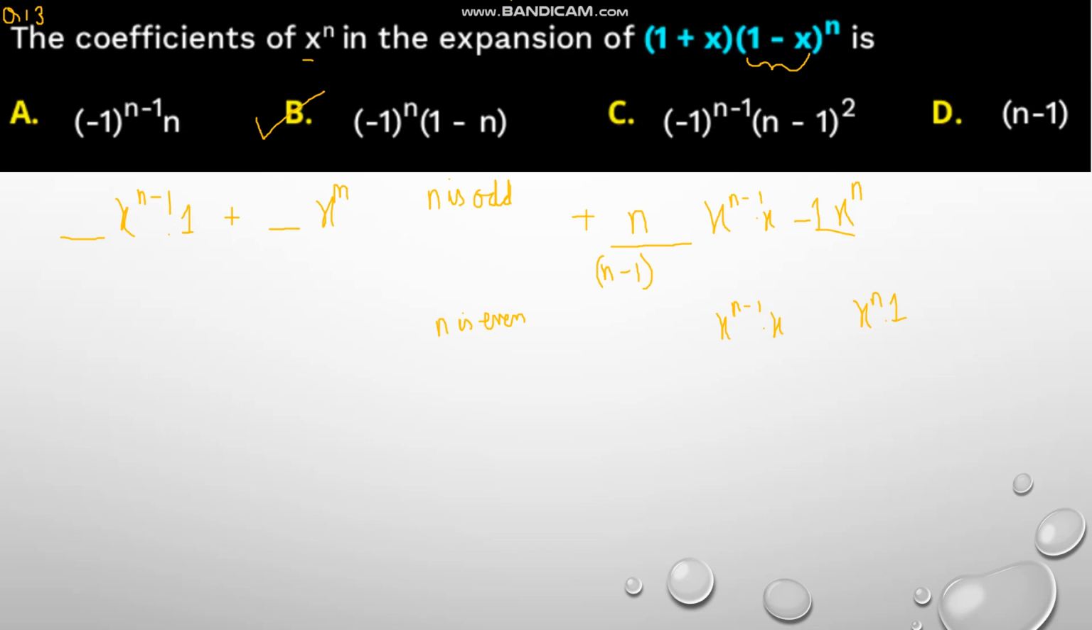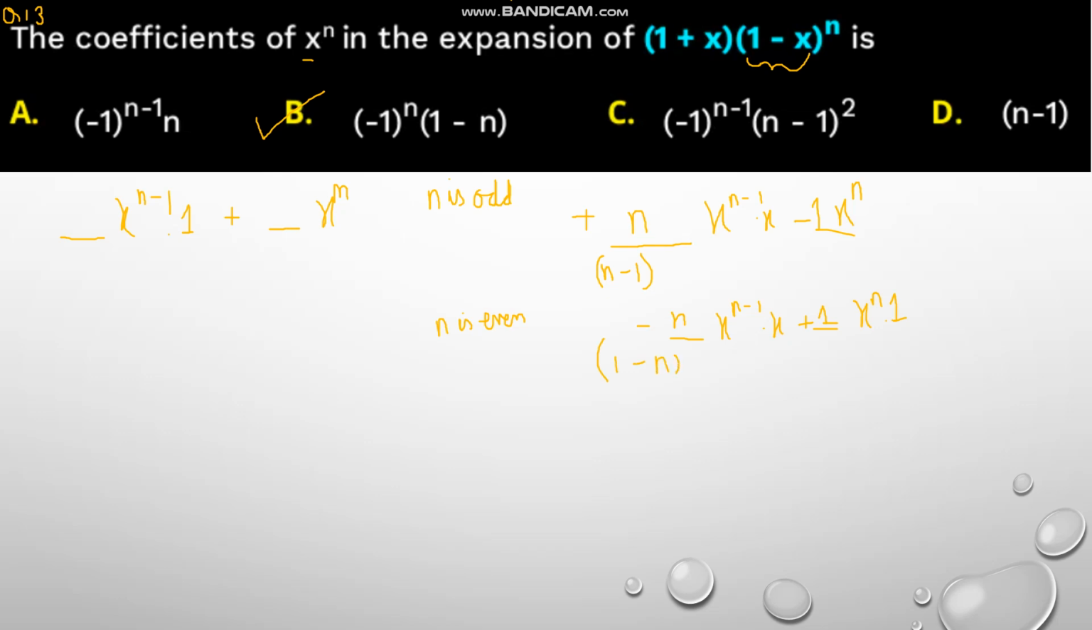Let's see what the coefficients of both of these are. Here, if n is even, n minus 1 is odd, and since n minus 1 is odd, minus x whole to the power n minus 1 will be negative. This is a simple thing. So here it will be minus n, and there will be a plus 1. So this will come out to be 1 minus n. The n even and n odd cases are done.